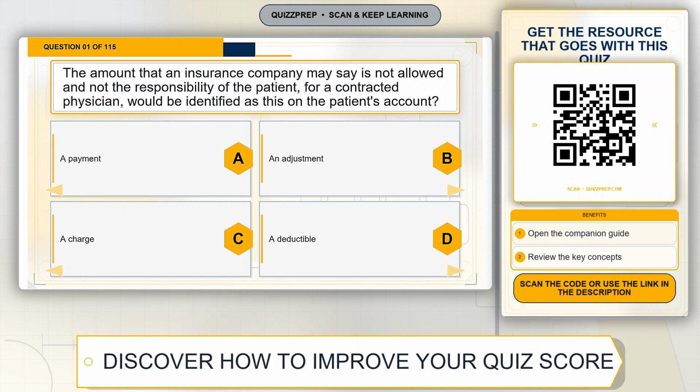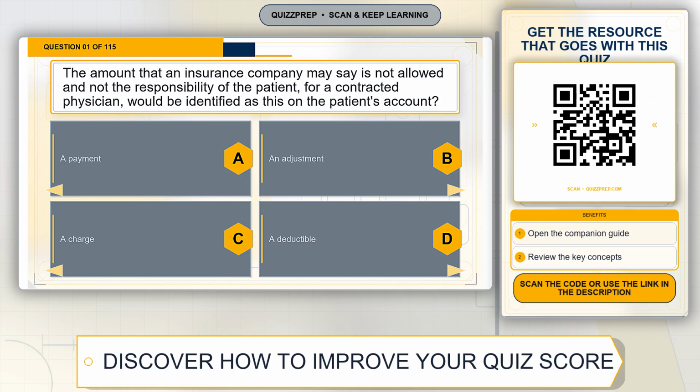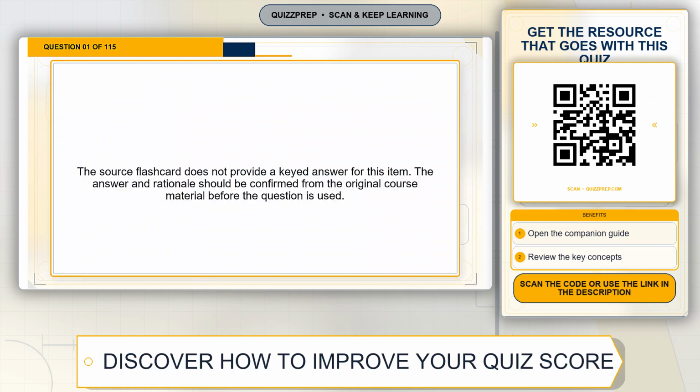Question 1. The amount that an insurance company may say is not allowed and not the responsibility of the patient, for a contracted physician, would be identified as this on the patient's account. Option A, a payment. Option B, an adjustment. Option C, a charge. Option D, a deductible. The correct answer is now shown. Explanation. The source flashcard does not provide a keyed answer for this item. The answer and rationale should be confirmed from the original course material before the question is used.